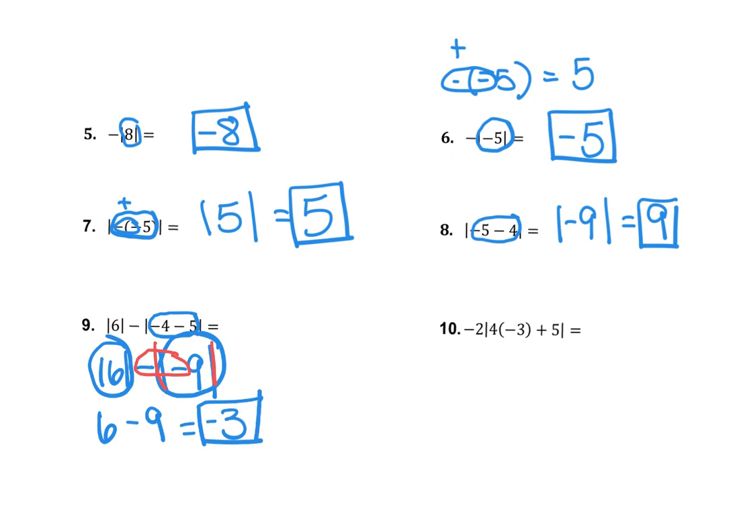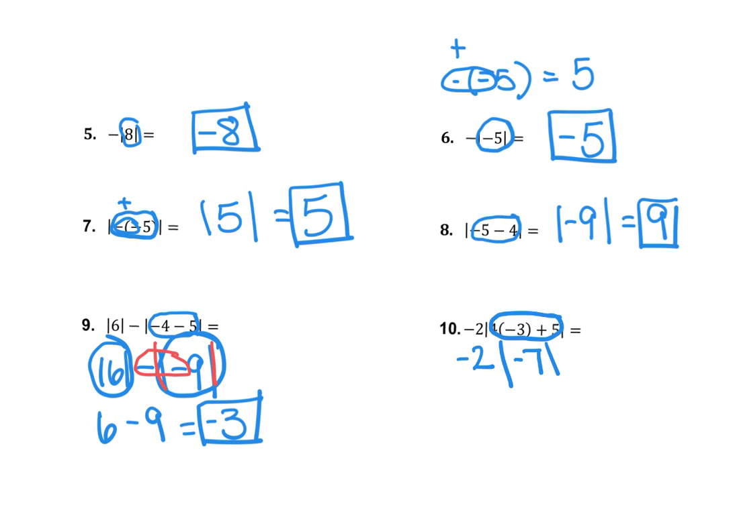All right, so for question number 10, we have negative 2 times the absolute value of 4 times negative 3 plus 5. So remember, we also learned earlier in the year that whenever you have a number right next to the absolute value symbol, it means to multiply. Well, let's go ahead then, and we have to simplify everything inside of this expression here first. And so we have 4 times negative 3, which is negative 12. And negative 12 plus 5 is equal to negative 7.